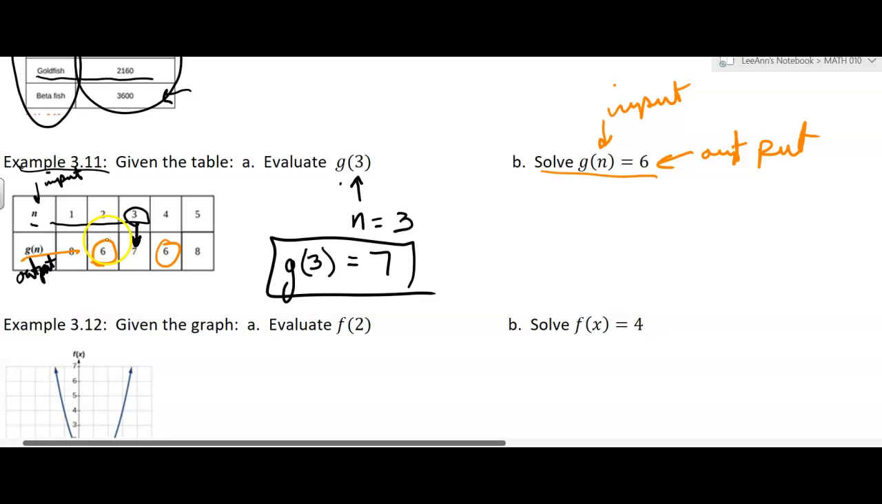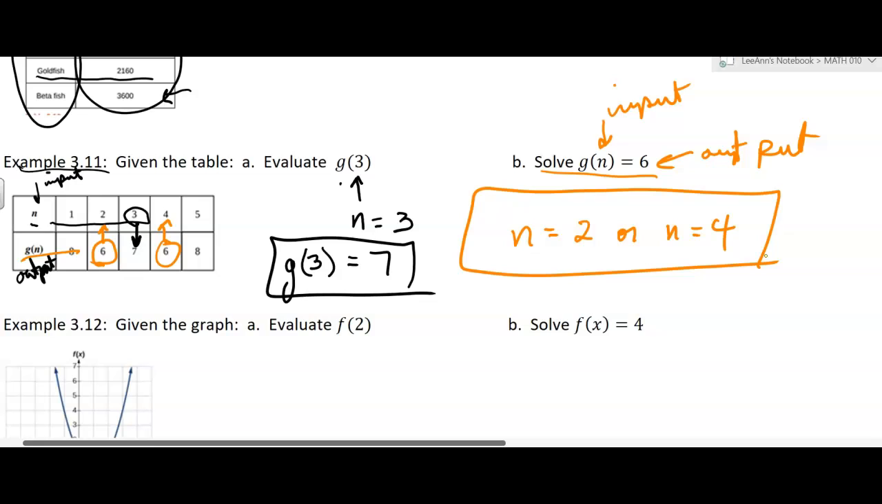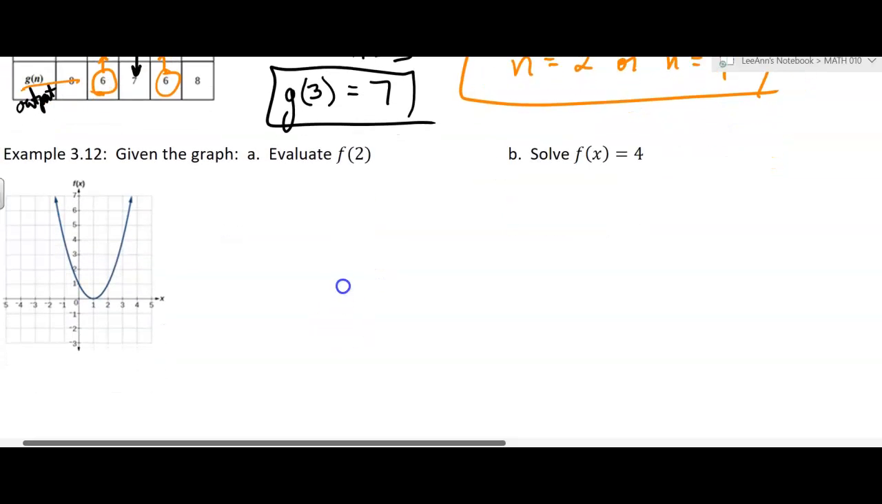Okay, but what are the inputs then? Well, n is 2. That's one of them. Or n is 4. You write it like that, or you could just say 2, 4, something like that. In this case, they were giving us the output, and we had to find the input. So sometimes that's confusing to students. It's a little easier to go the other way.